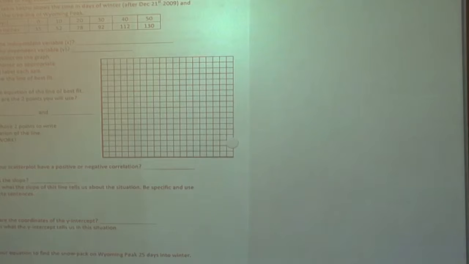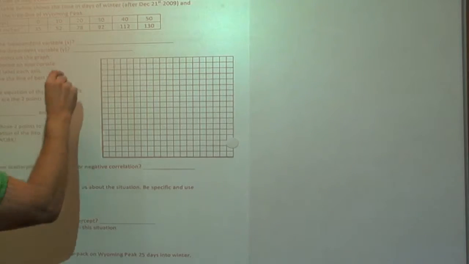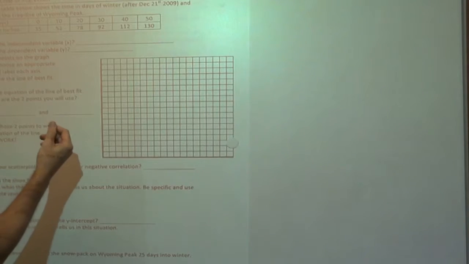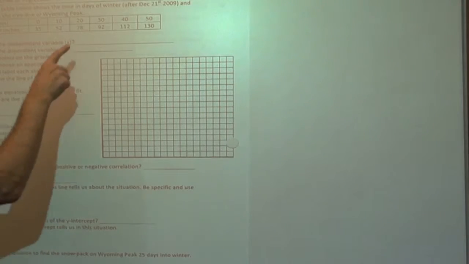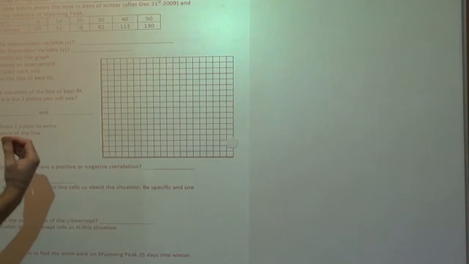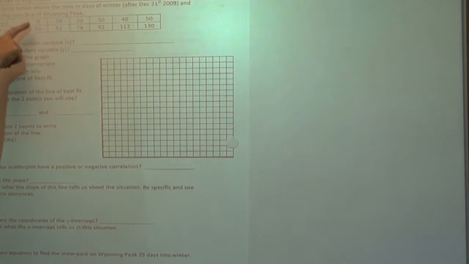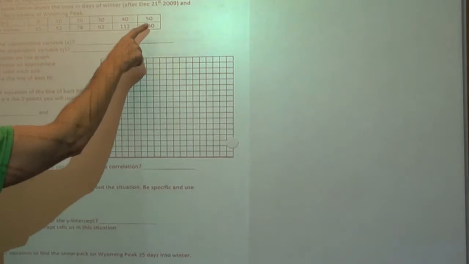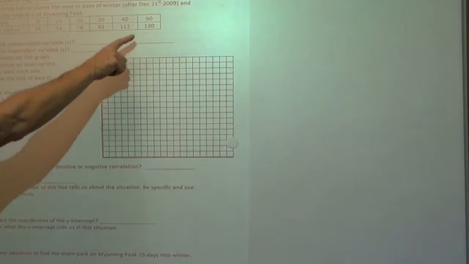first unit or section in this unit that has us working with graphs and doing a line of best fit. Well, if we look at the problem, we're looking at snowpack. The table shows the time in days of winter after December 21st, 2009, and then the snowpack at the tree line of Wyoming Peak. So these are days after the 21st of December. The 21st of December is the first day of winter. So at time zero, on the 21st, there were 35 inches of snow. We can see as we go deeper and deeper into the winter, so does the snow get deeper and deeper. It gets up to 130 inches.